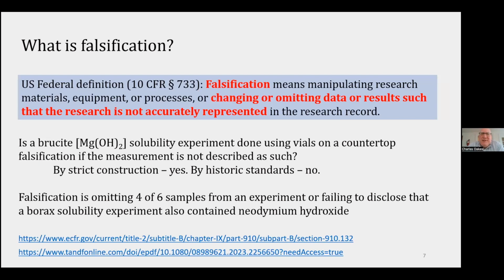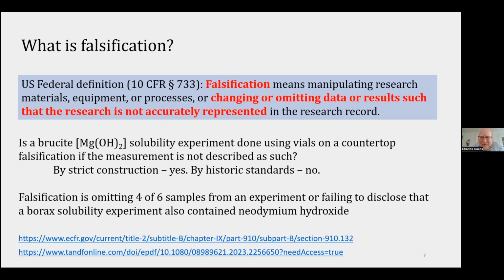So what is falsification? This is the US federal law that defines what falsification is. Now, there are different types of scientific misconduct. One is fabrication, where you're just making the data up out of thin air. One is plagiarism, which also is fairly self-explanatory. And then there's falsification, which is a little broader and a little fuzzier. It applies to lots of different things you can do to change your data. But the bottom line is that you're changing methods or data or procedures so that they don't actually represent the truth.